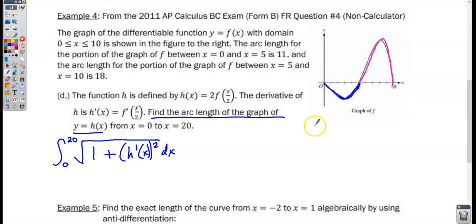So let's replace this. The derivative of h is h prime of x. So h prime of x is going to be replaced by f prime of x over 2 here. So we know that h prime of x is equal to f prime of x over 2, so I can replace this h prime of x with an f prime of x over 2.